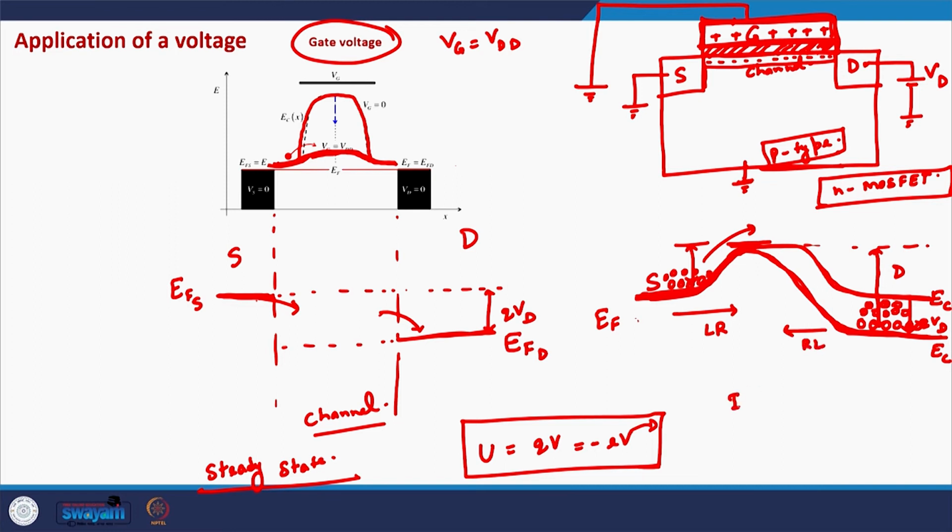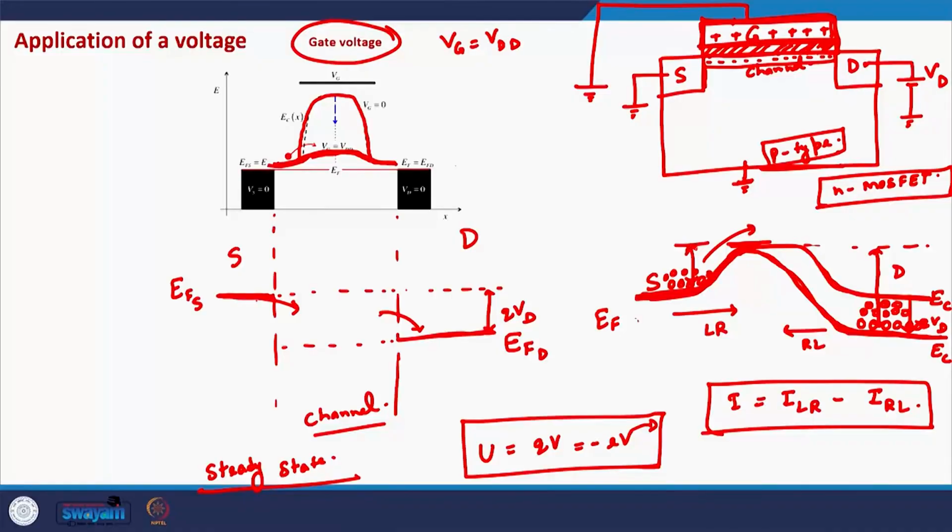So there might be a net current now, because the chances of the electrons sitting in the drain terminal crossing the barrier and the chances of electrons from the source terminal crossing the barrier are now different, because the barrier heights are different, and that's why these currents might be different. So it will be a non-zero current now.